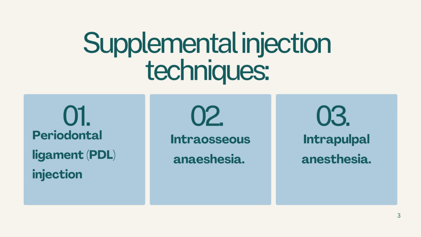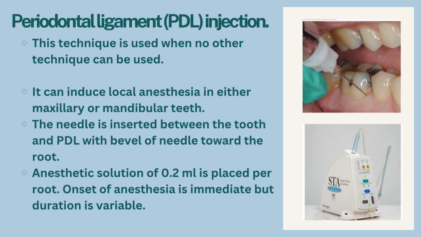In addition to the local anesthesia techniques that we mentioned, we've got supplemental injection techniques, which are useful when you can't achieve pulpal analgesia by the previous techniques. These are periodontal ligament injection, intraosseous anesthesia and intrapulpal anesthesia. Periodontal ligament injection is usually used when no other technique can be used. It can induce local anesthesia in either maxillary or mandibular teeth.